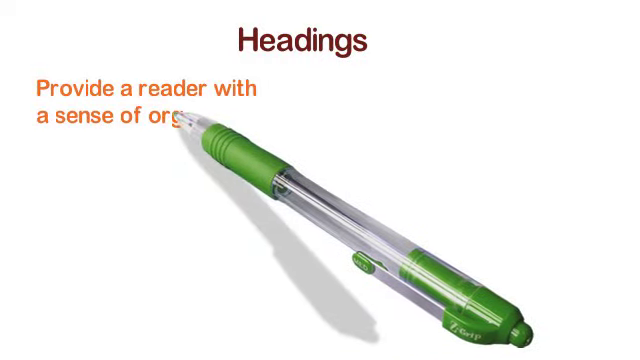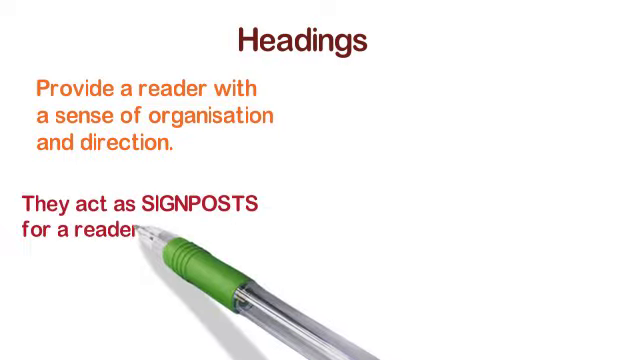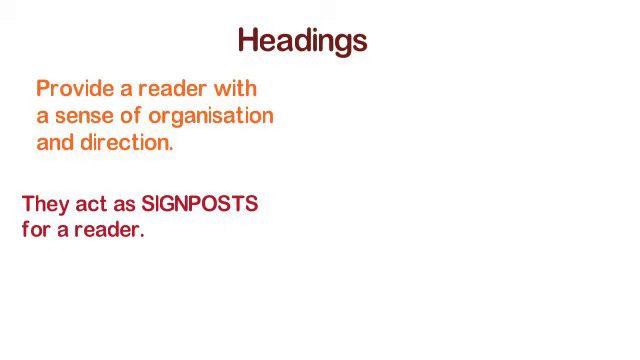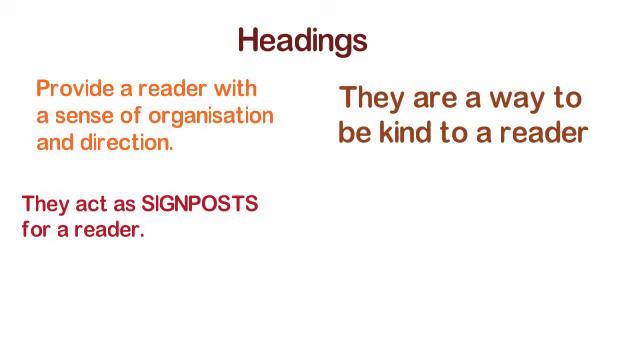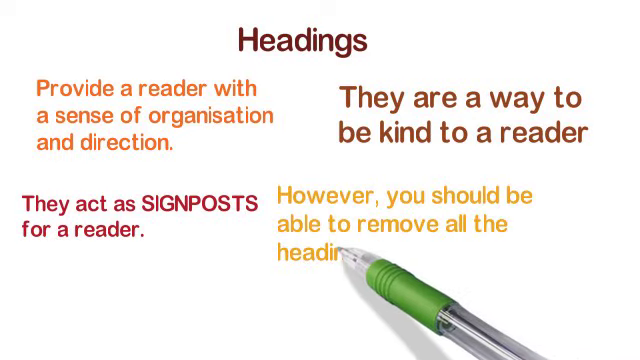The very first one is headings. Now, I know not everybody in all disciplines likes to use headings, but to me, they are a really important way of not only organizing yourself in terms of writing, but providing the reader with a sense of organization and direction. They act as signposts so that the reader can see the heading, read the signpost, and say, okay, now I know what's going to be in this section. They're a way to be kind to a reader, to take a reader very gently through a paper.